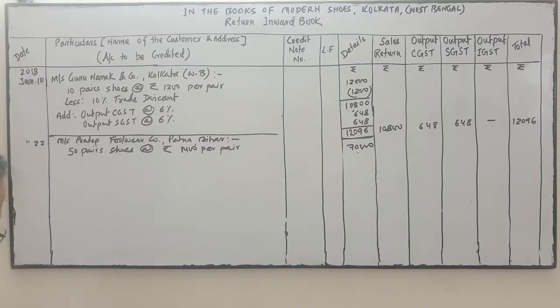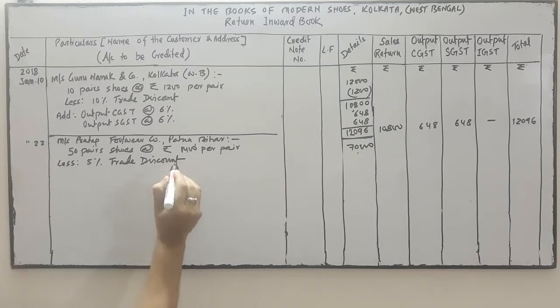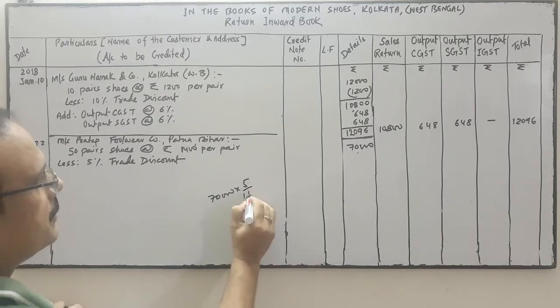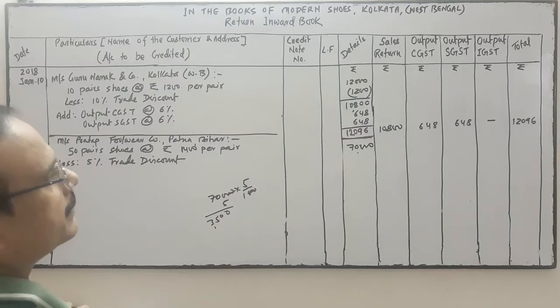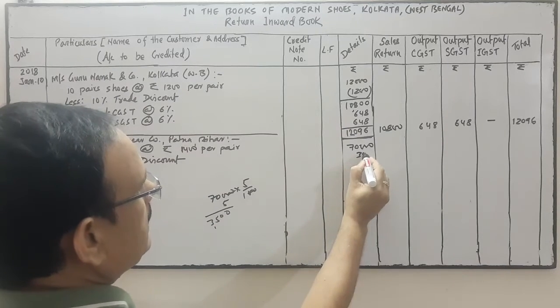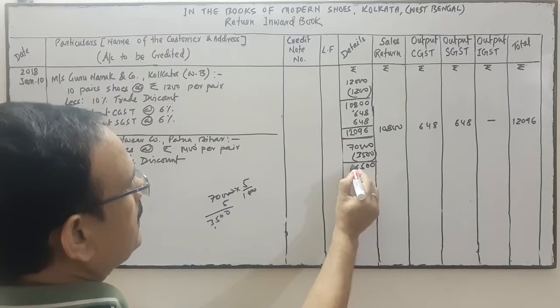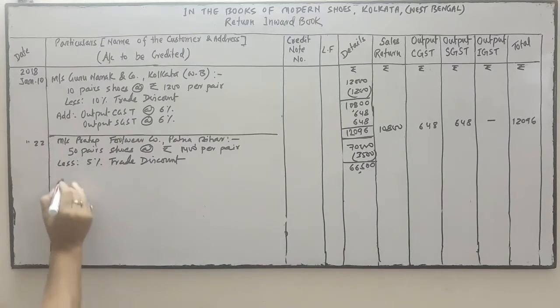Is there any trade discount? Yes, 5% trade discount is there. So we'll deduct the trade discount. 5% of 70,000 is 70,000 into 5 upon 100, which is 3,500. So 3,500 is the trade discount. This will be deducted. So after deduction of trade discount, it is 66,500.